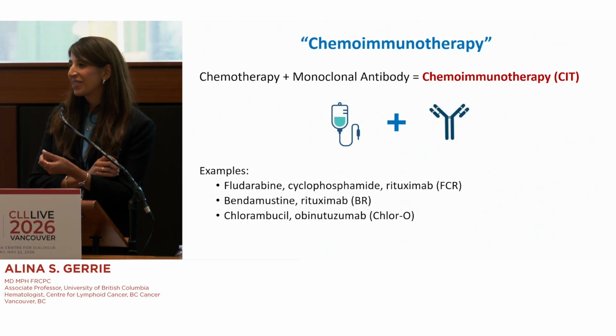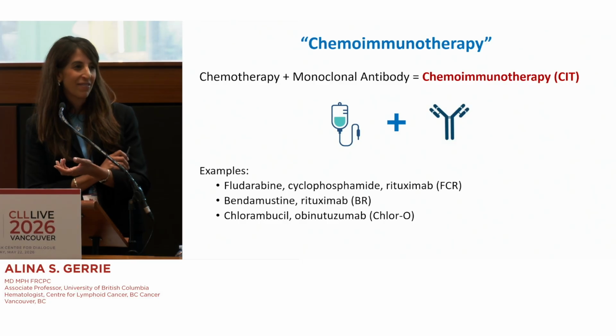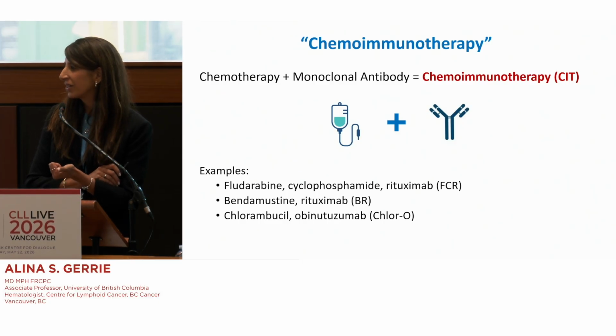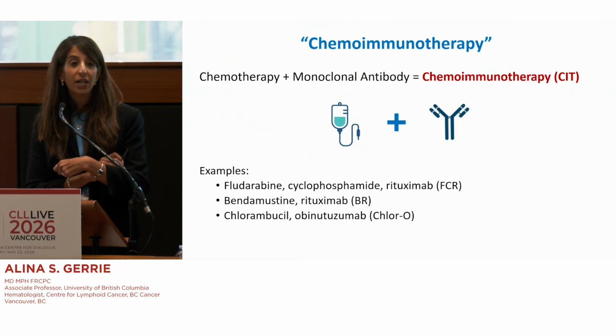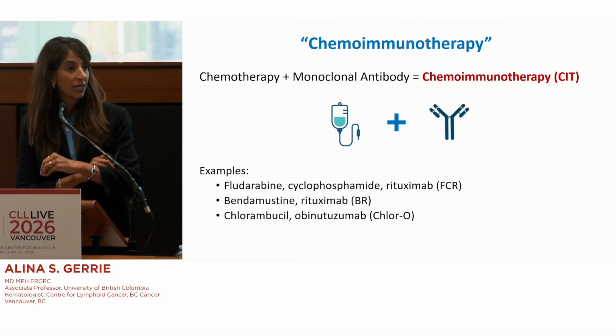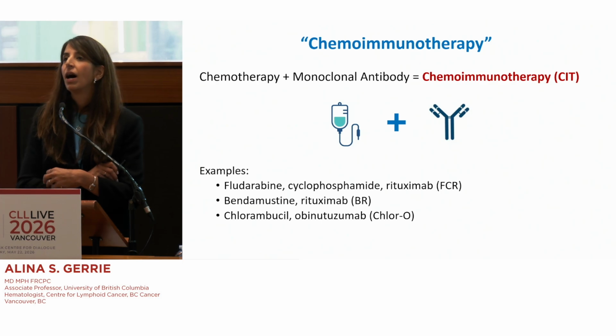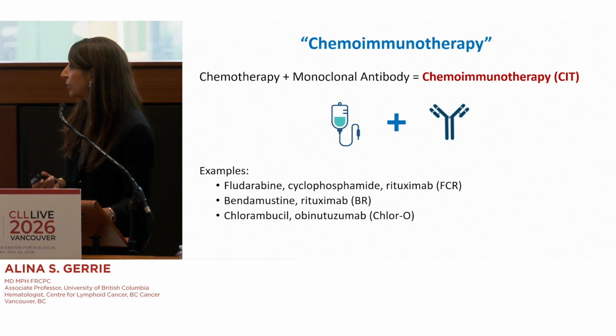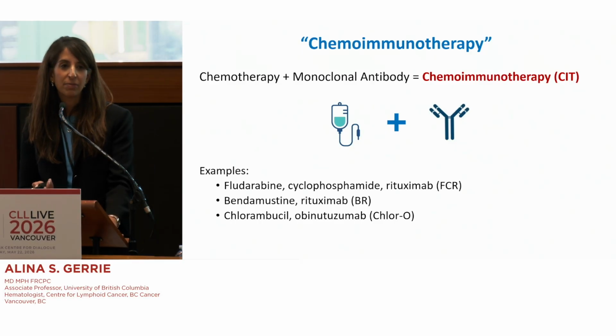Some examples of this are probably regimens some people might have had. Fludarabine, cyclophosphamide, and rituximab, that's called FCR. In BC, we actually used a lot of just fludarabine with rituximab, so FR. Bendamustine rituximab is BR. And then chlorambucil obinutuzumab is another one that is sometimes used.